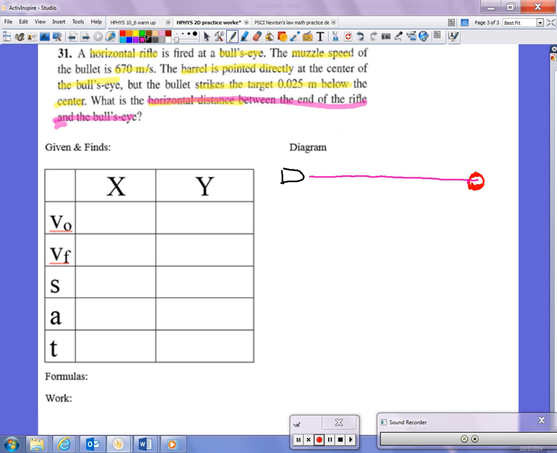All right. It has an initial velocity. I'll use blue to do this. An initial velocity which is horizontal and is 670 meters per second. It's going to follow a trajectory that's curved, and it's going to hit the target 0.025 meters below the target. Okay, and they want to know this distance here to here.